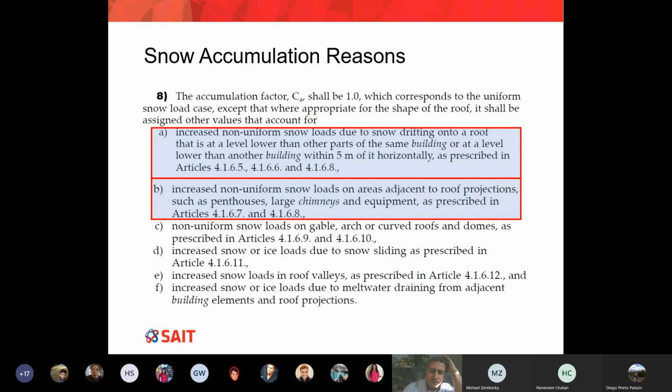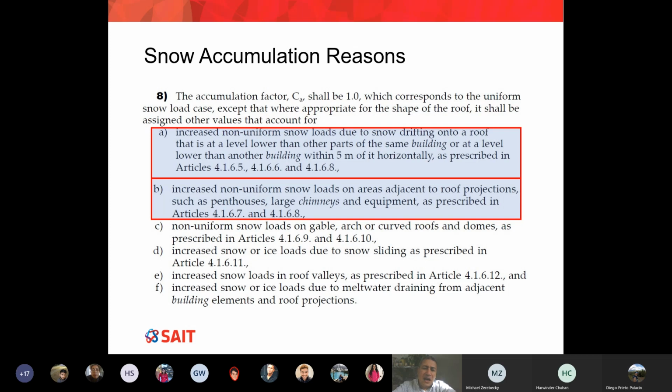So the code here is giving you some reasons, okay? Those, what you see here on my slide, are the reasons for accumulation of snow. There are many of them. You can see A, B, C, D, E, F. In my class, I will cover only two of them, A and B. Not because I'm lazy, but because those are the most common ones. The most common type of snow accumulation is due to A or B.